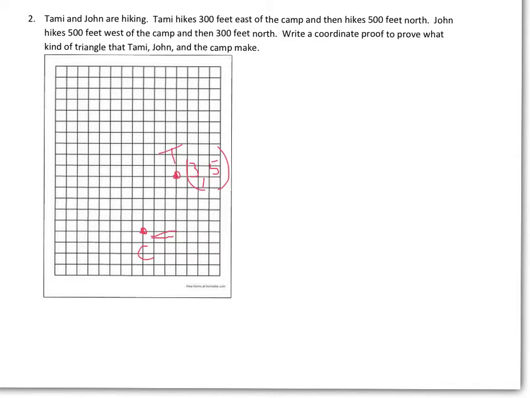John hikes 500 feet west, so I'm going to go 5 to the west of camp, so 5 grid squares, and then 300 feet north. So 1, 2, 3, 4, 5 to the left, and 1, 2, 3 up. So we're going to be right there. And that is John, so I'm going to call that point J. Camp is going to be 0, 0, or the origin. And so we're going to call this coordinate negative 5, comma 3, because he went 500 feet west and 300 feet north.